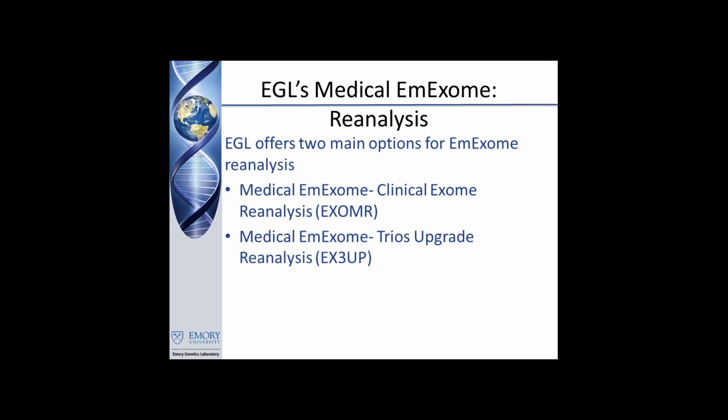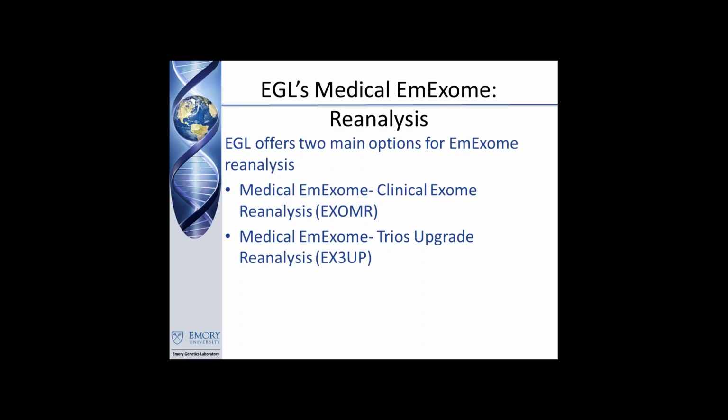I also want to go over our reanalysis options. This is mainly for if you ordered exome a couple years ago and it came back negative or uninformative. These are good options for if you want to have that data relooked at now, because we are constantly adding genes that are now associated with disease, so we can relook at that data.